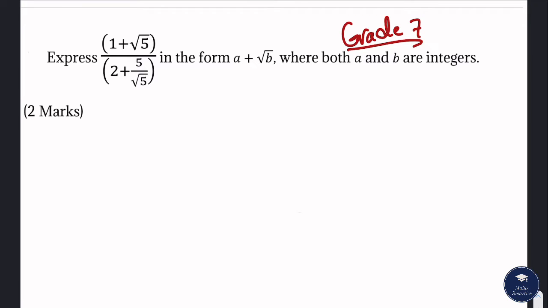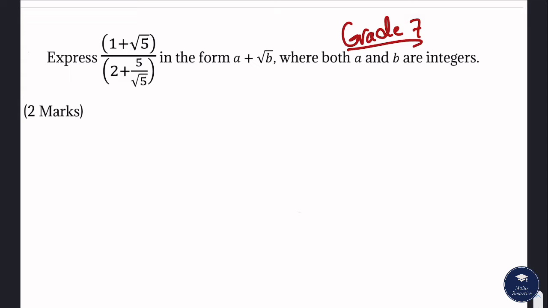Now, this is a 2 marks question, as you can see, and we need to aim to spend 2 minutes on this question, because in the real exam, for each mark you should spend 1 minute. Now, in the form a plus square root b, where both a and b are integers.